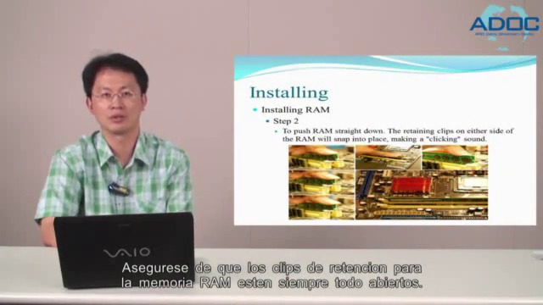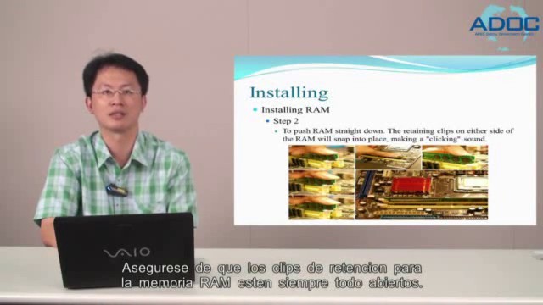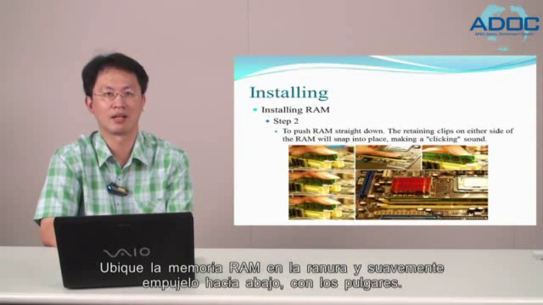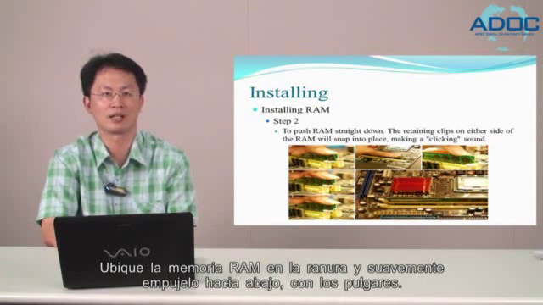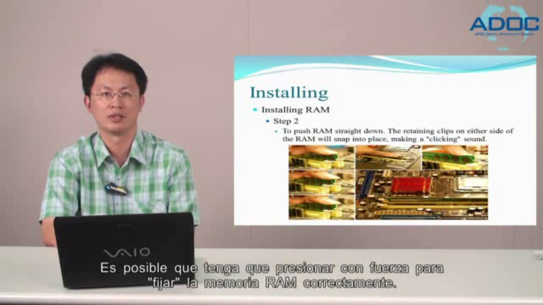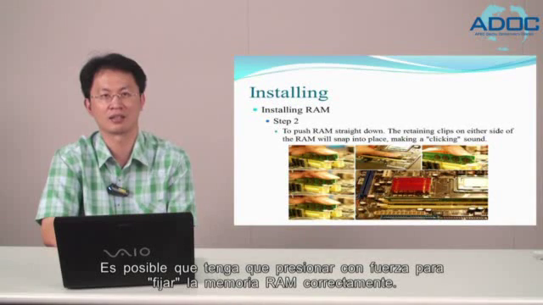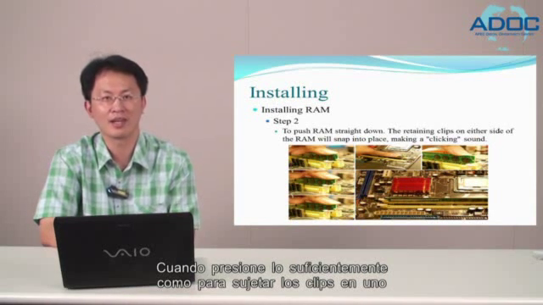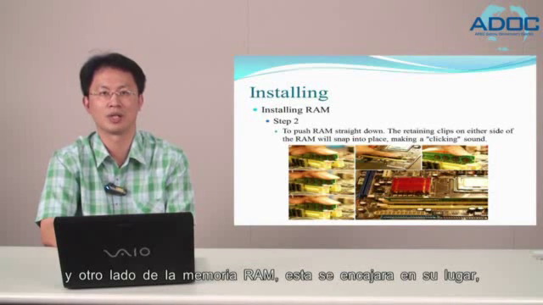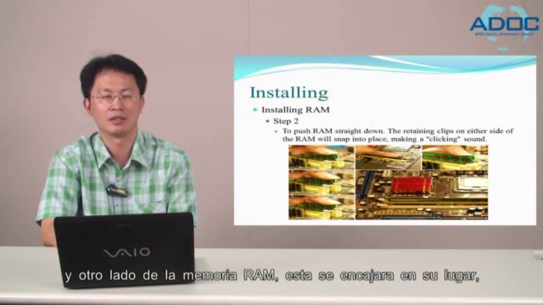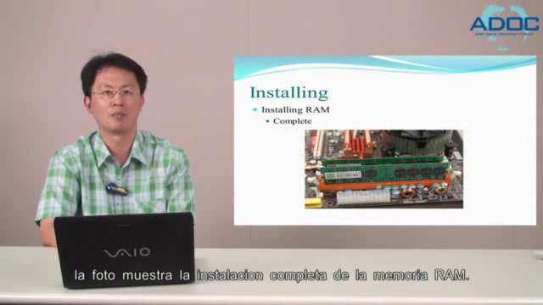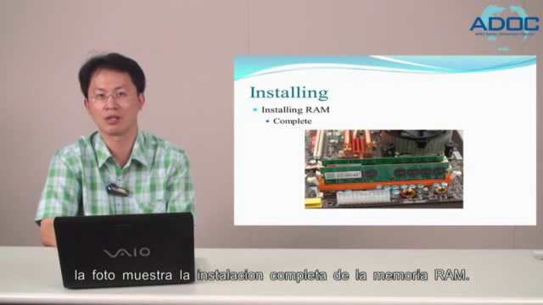Make sure the retainer clips for the RAM are all the way open, and place the RAM in the slot and gently push it straight down with your thumb. You may have to press hard to set the RAM correctly. When you press down hard enough, the retaining clips on either side of the RAM will snap into place, making a clicking sound. The picture shows the complete installation of RAM.